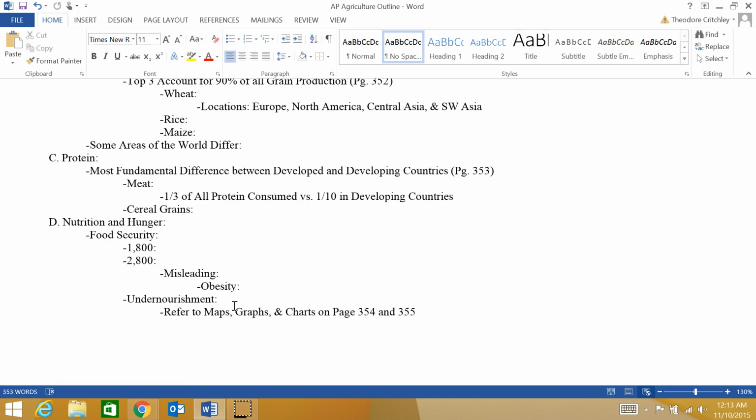On the maps, the graphs, the charts, a variety of information, pages 354, 355, I cannot emphasize enough to go over those because they really talk about a lot of things that you just wrote in your notes. I told you key issue number 2 was going to be fairly quick, at least faster than the other ones that we had. So for right now, we're tuning out of key issue number 2.